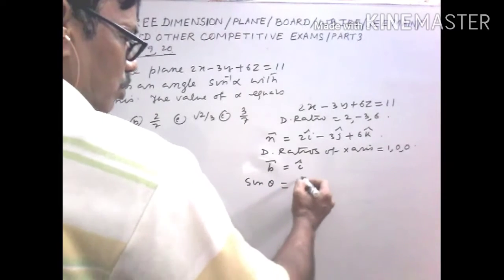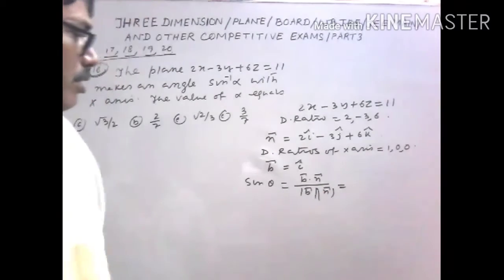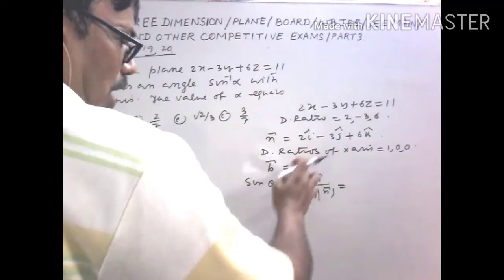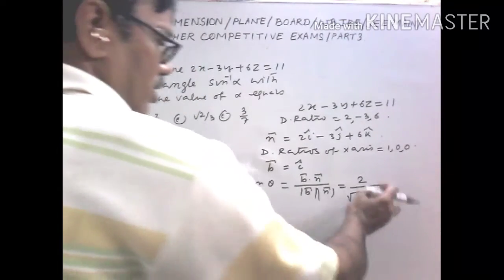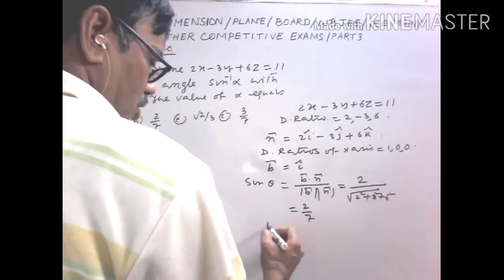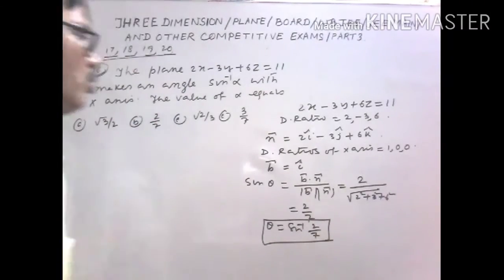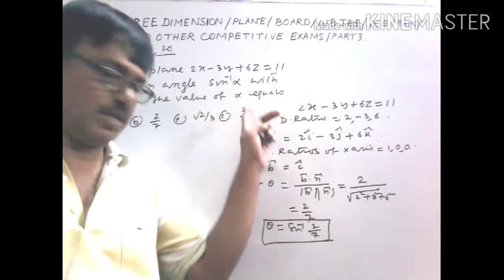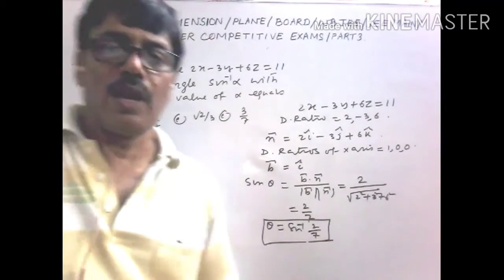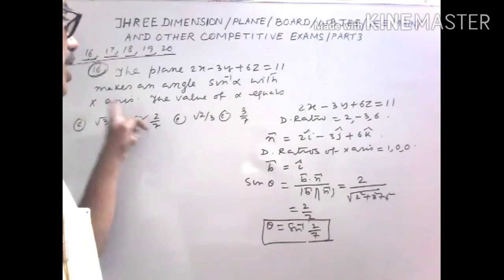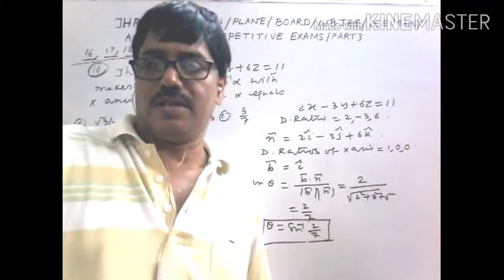So what is the angle? Sin theta equals b dot n by magnitude of b, magnitude of n. So b dot n is 2 into i dot i, that is 2 by root over 2 squared, 3 squared, 6 squared. Actually this is minus 3 squared, so 2 by 7. So what is theta? Sin inverse 2 by 7. Now according to our problem, the angle is sin inverse alpha. So if we compare, alpha equals 2 by 7. The line is the x-axis, b vector equals i, n vector equals this. Very simple.